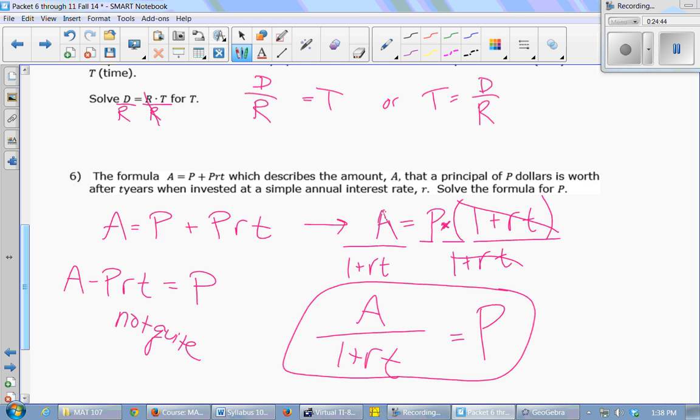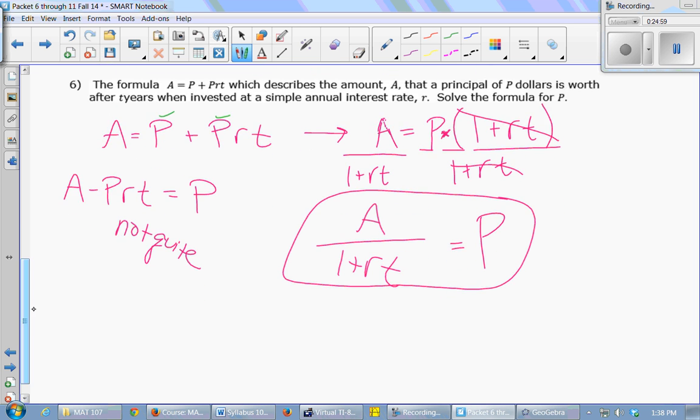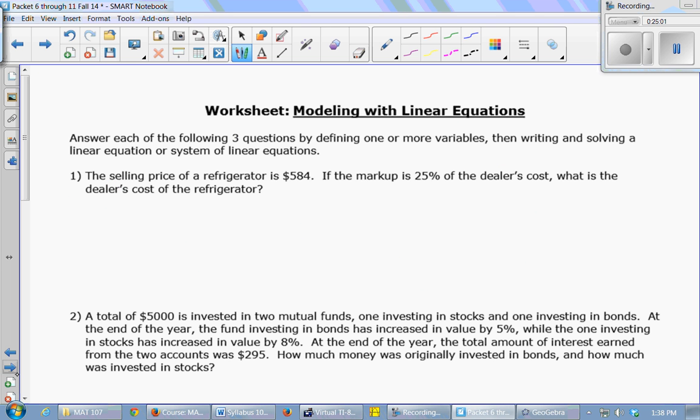Yeah. It's a little bit tricky. Just to know that the trick is when the variable you want to solve for is in two terms, you want to factor. Factor, factor, factor. All right. I have 3 problems for you to try in your groups.